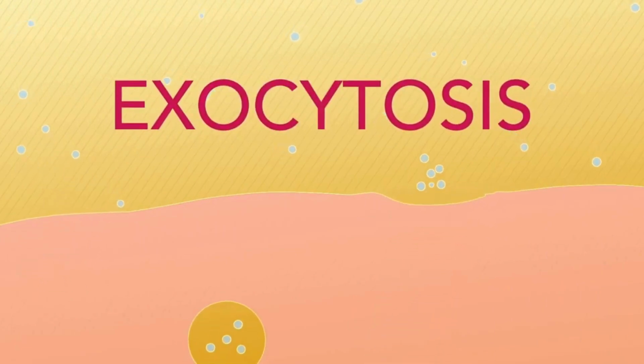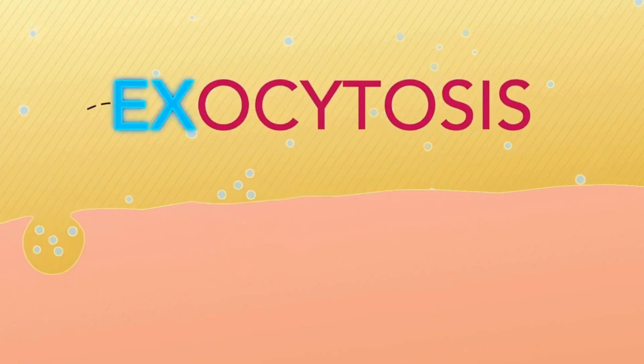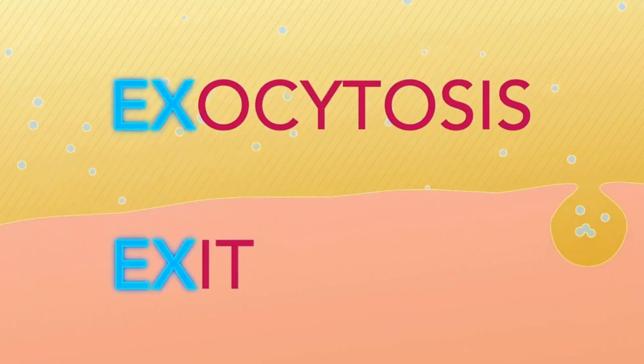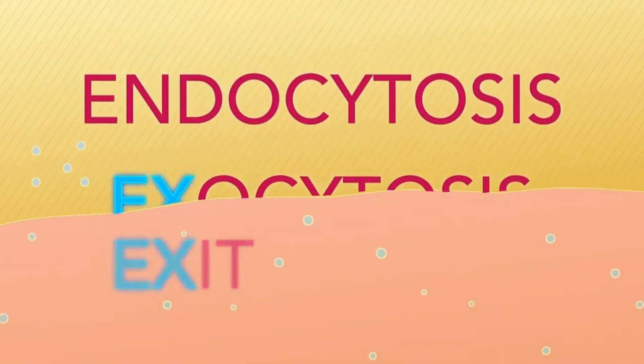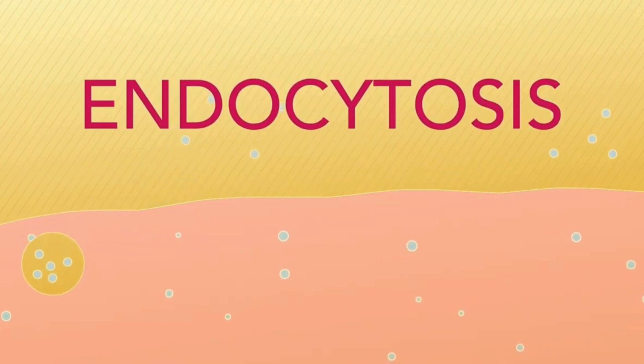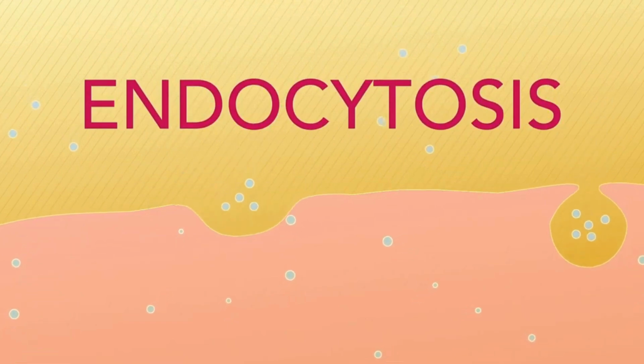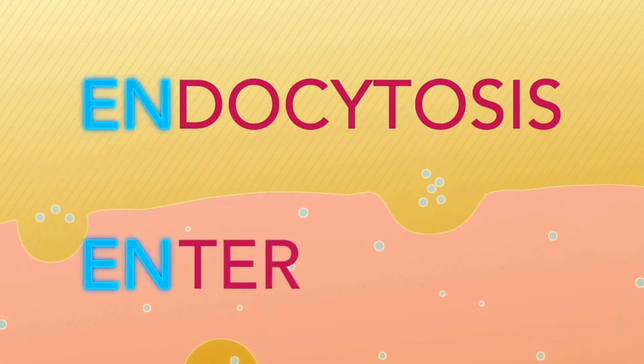A good way to remember that exocytosis is a way for things to leave the cell is that it shares the first two letters with exit. You can also remember that endocytosis is a way for things to move into the cell because it shares the first two letters with enter.